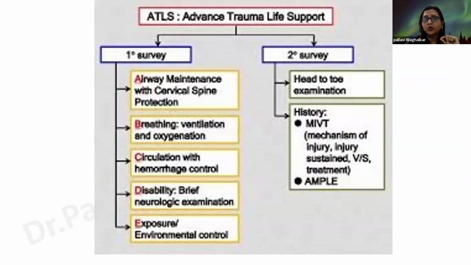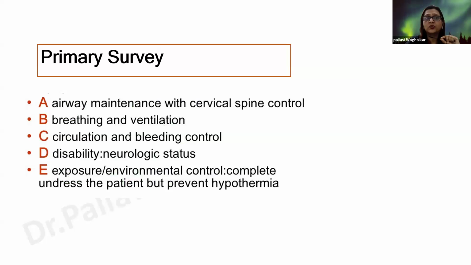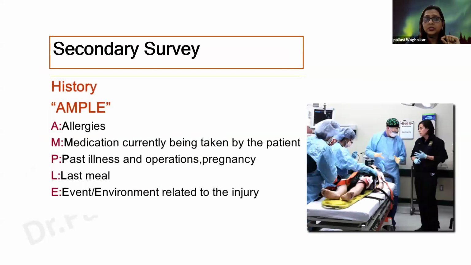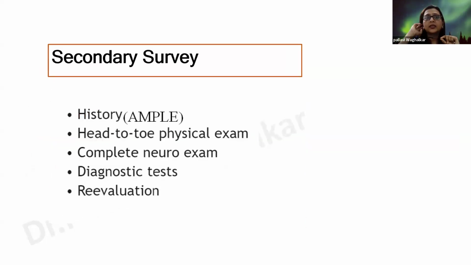Obviously, advanced trauma life support in all these trauma cases includes the primary survey, which is our A, B, C, D, E examination, followed by the secondary survey, which includes AMPLE history: allergies, whether the patient is taking any medications, past illness or pregnancy, last meal, and events related to the injury. That's the secondary survey. Once the history is done, then complete neurological examination, further diagnostic tests and reevaluation should be done as in the ATLS survey.